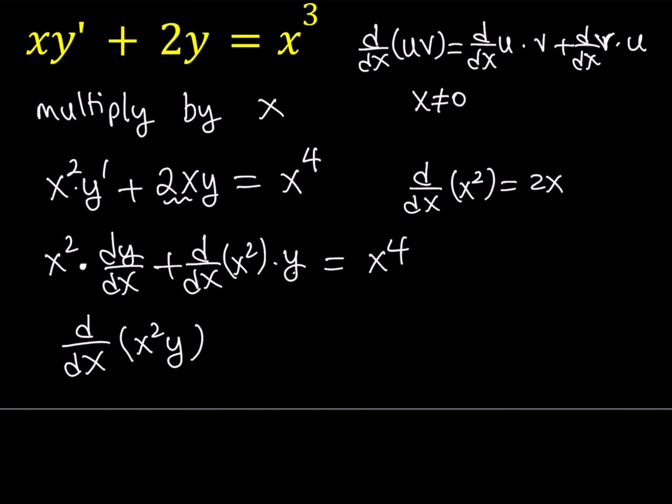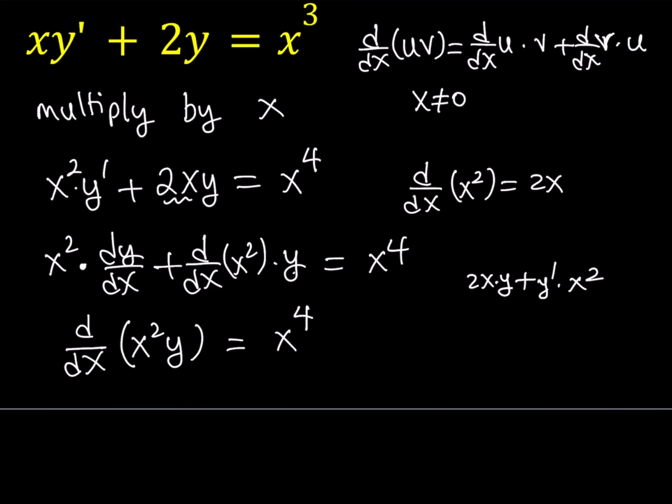Let's go ahead and double check to make sure that we got it right. If you differentiate x squared y, you're going to get the derivative of x squared, which is 2x multiplied by the second function, which is y, plus the derivative of y, which is y prime, multiplied by x squared, and that's exactly what we have. Great. So this is true on the left-hand side, and of course on the right-hand side it is equal to x to the 4th power.